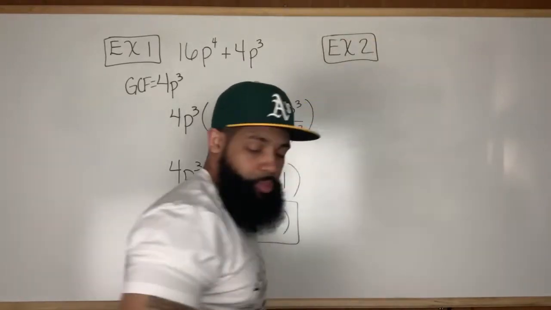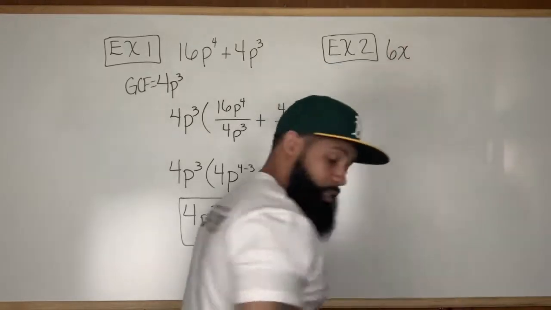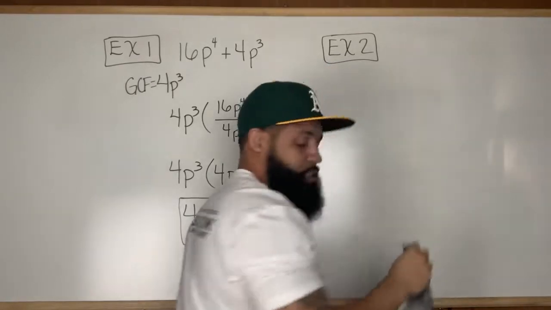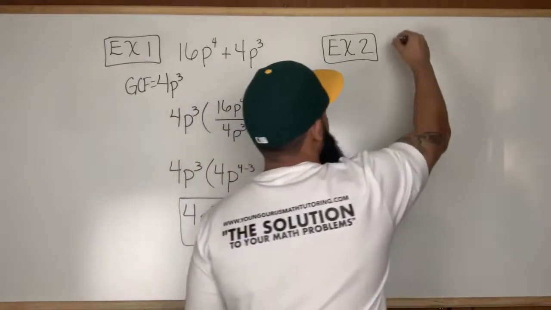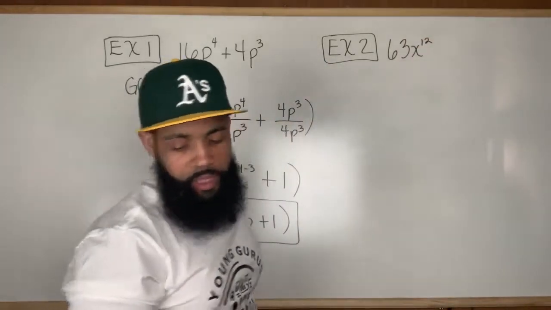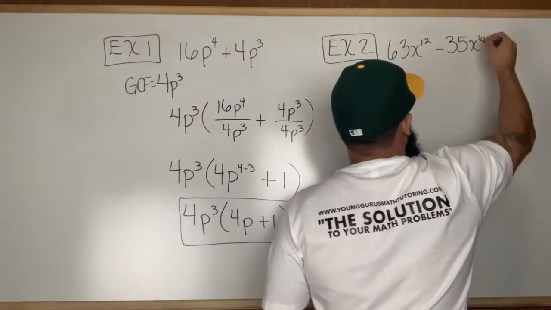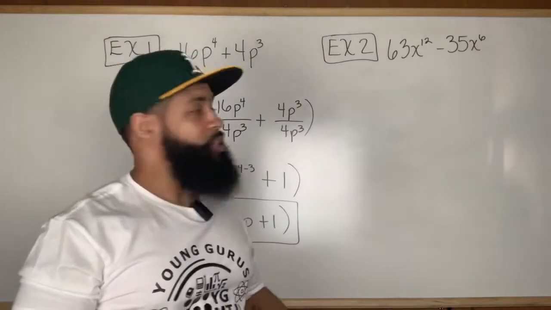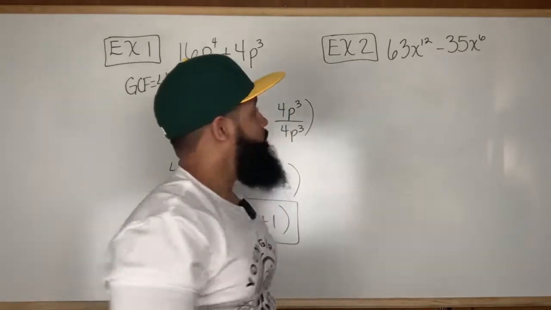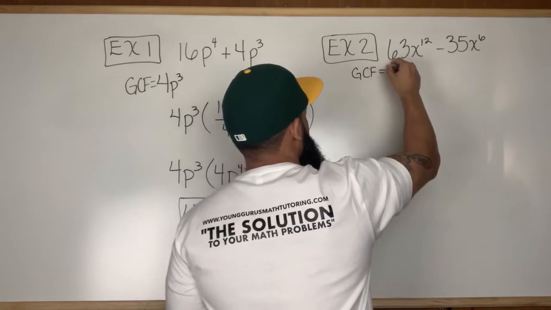Example 2. Example 2, I have 63x to the 12th power, and then minus 35x to the 6th power. Okay, so we need to figure out what is the greatest common factor between 63 and 35. And in this case, they are both divisible by 7. So the GCF here equals 7.